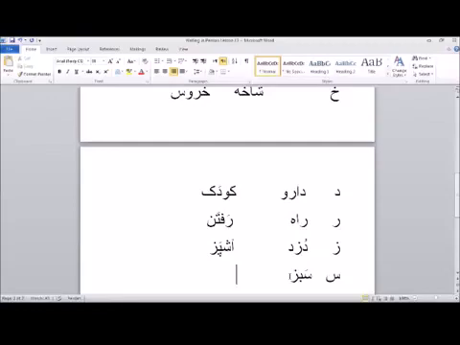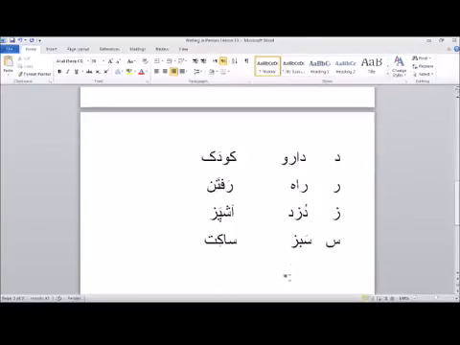Another example would be s, a, k, e, t: saket. Saket means quiet. When you say to your child, be quiet, you say saket. Okay. Then we have sh, shin, pronounced sh. So like shakhe, I guess we had it before.